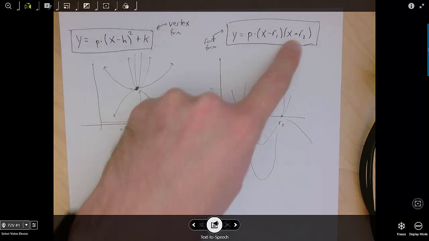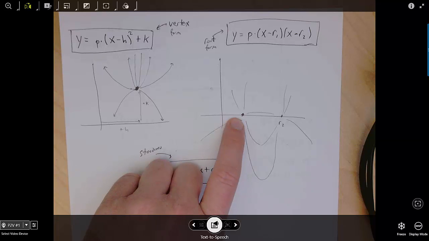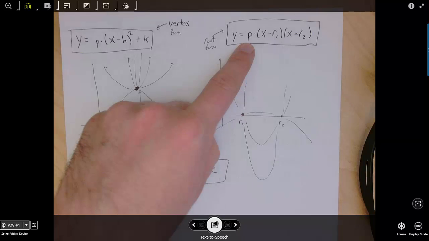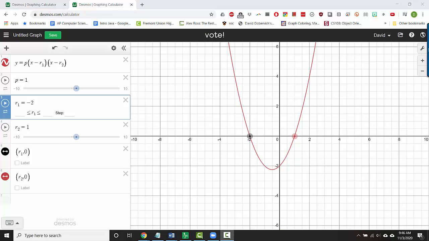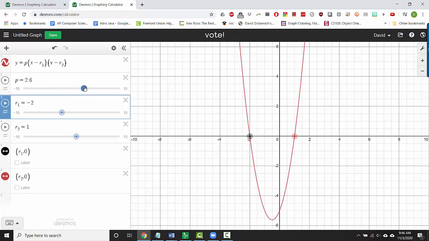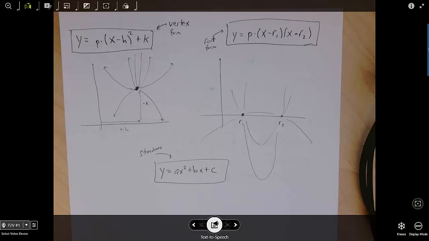For root form, each of these linear factors gives a root, which also gives an x-intercept. So you have your two roots at r1, r2, but then, just like before, p is giving you a vertical scale factor that would create a whole bunch of parabola that went through those two roots. So again, on Desmos, you can see here I've got roots of 1 and -2, which you can see here and here. And then as I slide the p slider, you get a whole bunch of different parabola that all go through those two roots.